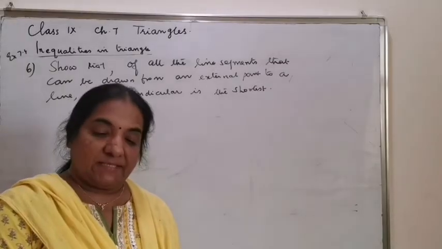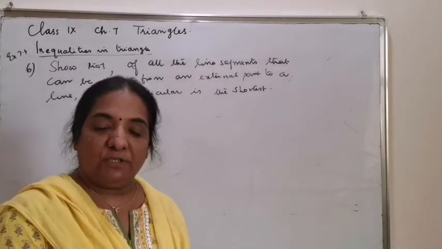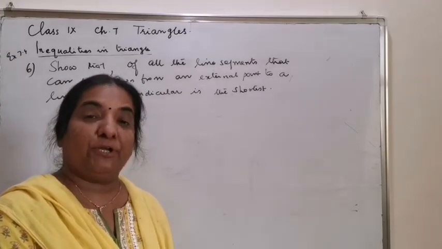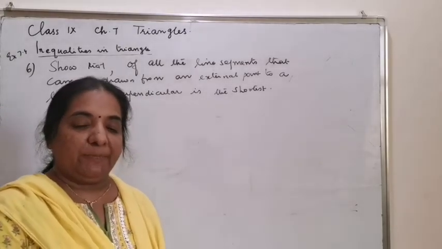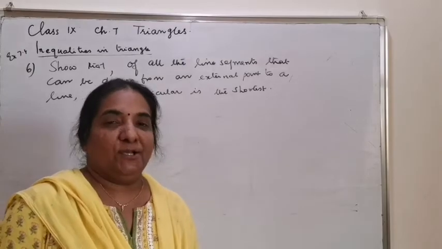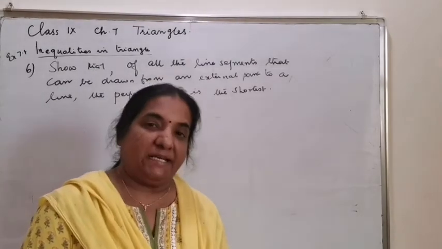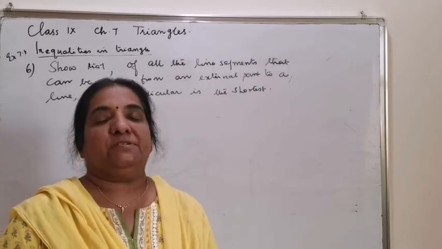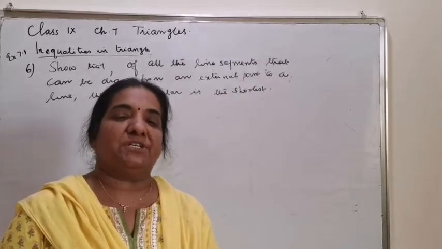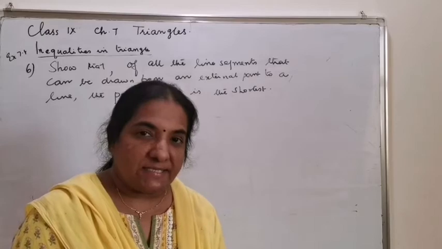Question number 6. Show that of all the line segments drawn from a given point not on it, the perpendicular is the shortest. You must be wondering why I wrote the question. Because it has to be studied as a property. It is a very useful property which is used in your future classes also.